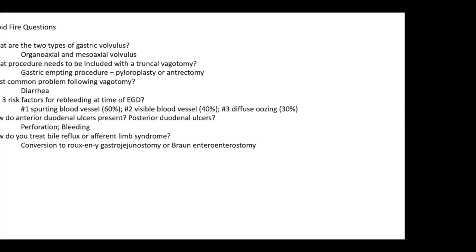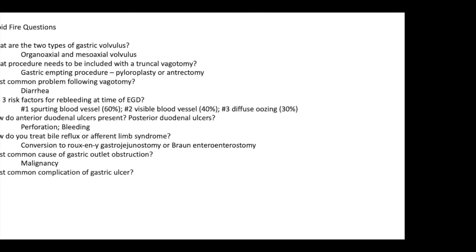So what's a Braun enteroenterostomy? Really? It wouldn't be like an obstruction. I know, that's kind of weird, right? But yeah, it's gastric obstruction. Yes, that causes delayed emptying. Okay, got it.